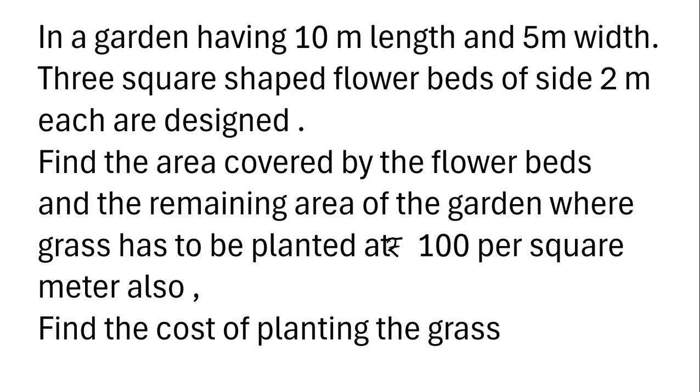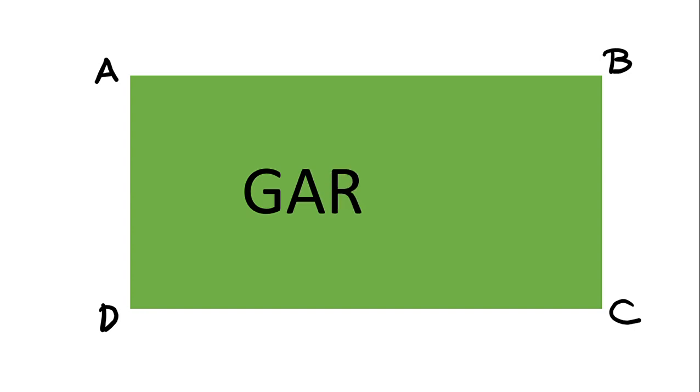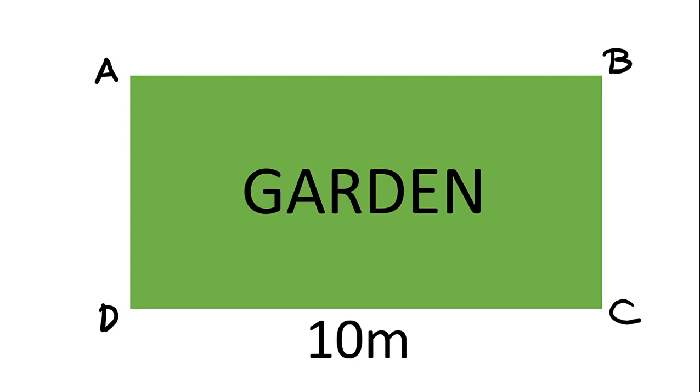Also find the cost of planting the grass. So I've read the problem, but it will become easier when I convert these words into a diagram. So let us start. So here comes a garden A, B, C, D. And what details do we have about the garden? Garden is 10 meter length and width is 5 meter.